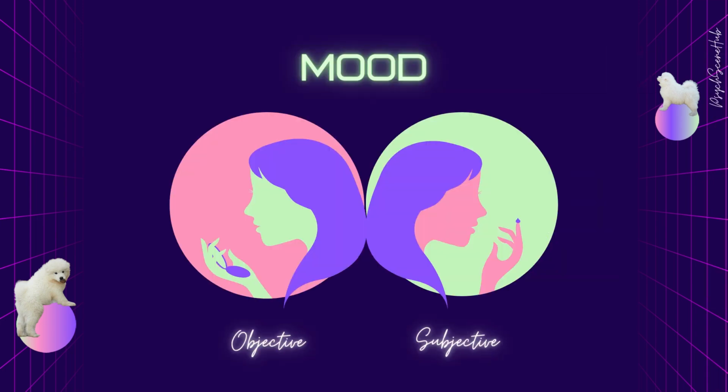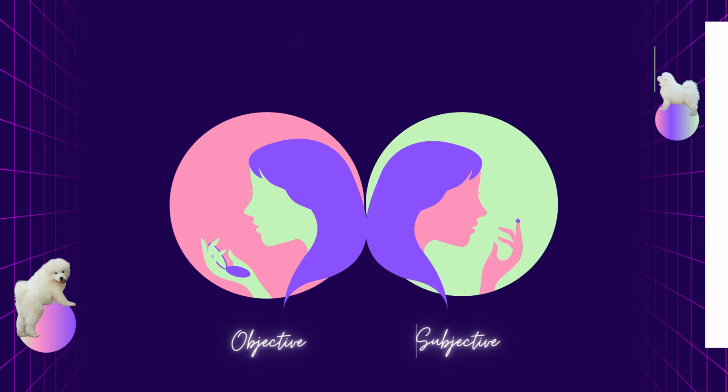Here we think of two main aspects, objective and subjective mood. Objective mood is something that we observe as healthcare professionals and assess. Subjective is the one that is described by the individual himself or herself. So that's basically answering the question, how are you feeling? What kind of mood do you have right now?